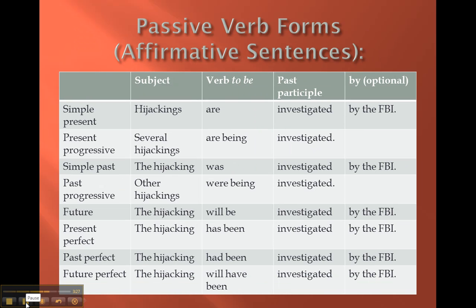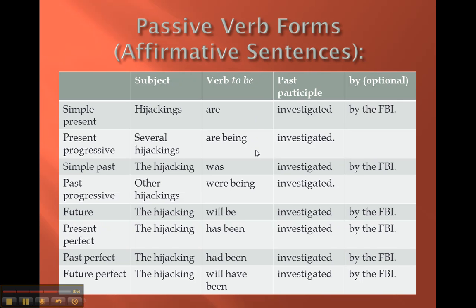Okay, so here is just a list of how the passive looks in different verb tenses. Okay, you're using the verb to be to carry the verb tense, and then it's always followed by the past participle. And I'm just going to go through these and let you listen to them. Okay, in the simple present, hijackings are investigated by the FBI. That's in general. That's the general rule.